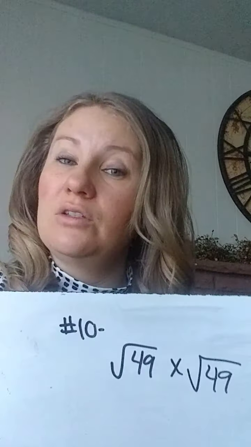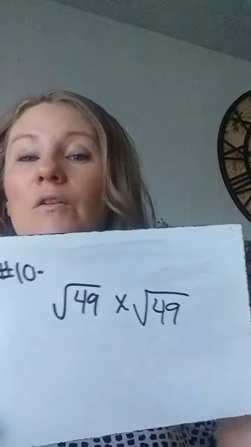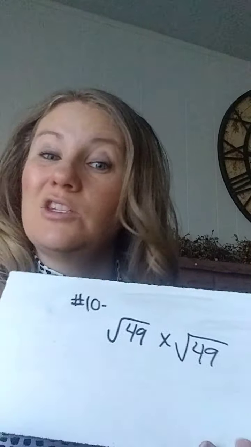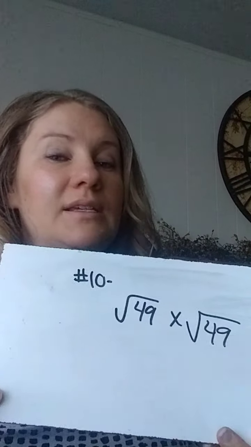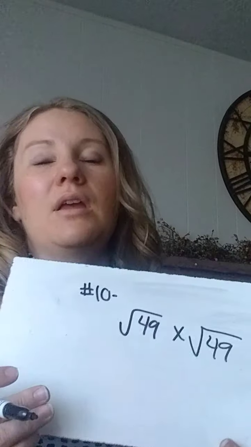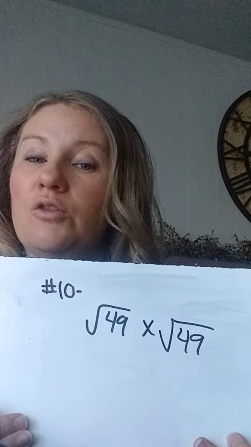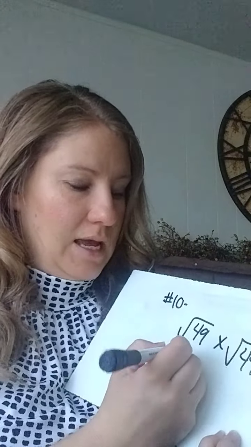Well, I like to use the process of elimination if I can't think of it right off the top of my head. So I know that 5 times 5 is 25. Well, that's too low, so I need to go up. 6 times 6 is 36. Still too low. Let's keep going up. 7 times 7 is 49. So we figured out that our square root of 49 is 7.